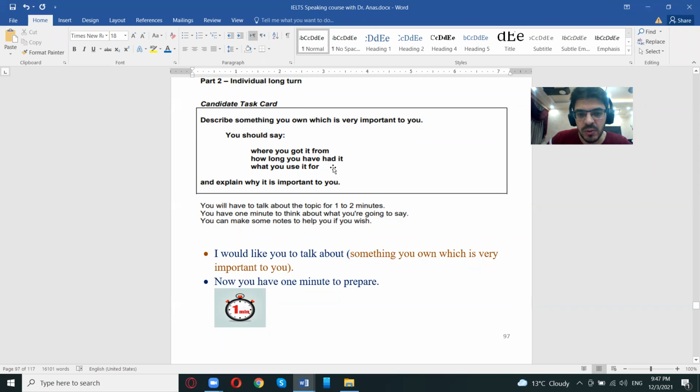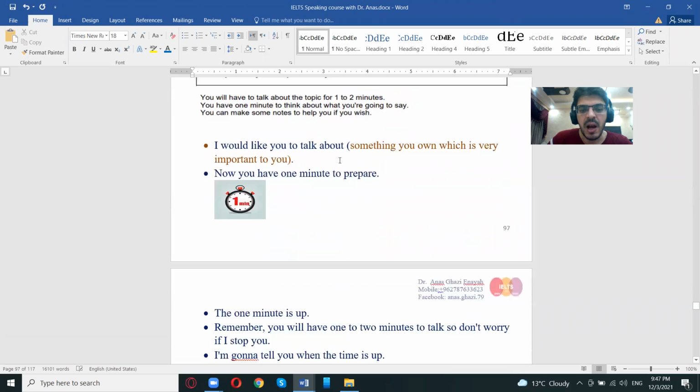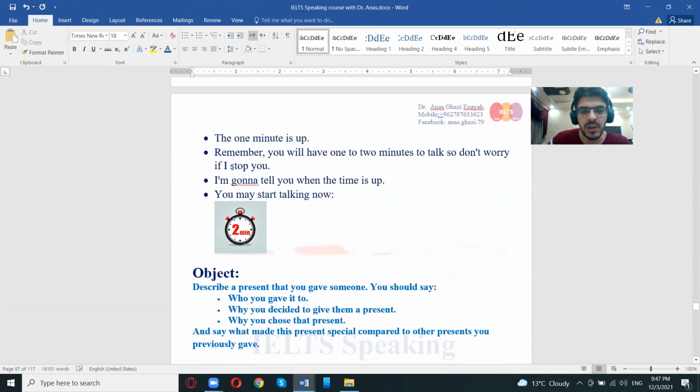Then you try to answer these bullet points and finally this final point. In 1 minute, just write keywords. Don't write full sentences. There's no time for writing down full sentences. Then, after the 1 minute is up, the examiner will say the following: the 1 minute is up. Remember, you will have 1 to 2 minutes to talk, so don't worry if I stop you. I'm going to tell you when the time is up. You may start talking now.